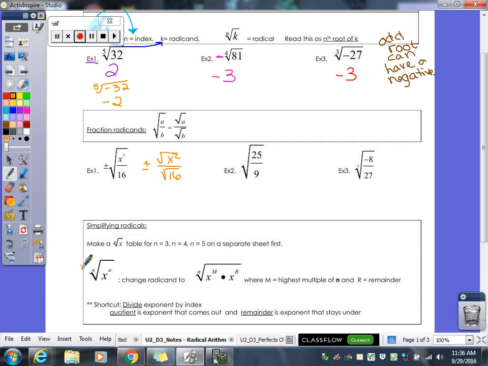I can do the square root of x squared because it's an even exponent. So what I do is I would just divide that by 2, so it becomes just x to the first. You always divide by whatever your index is. And then the square root of 16 would be a 4. So my answer for that one would be plus or minus x over 4.